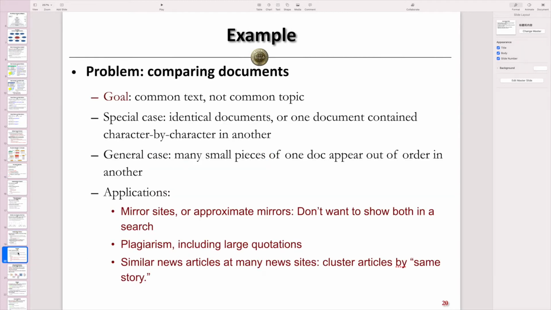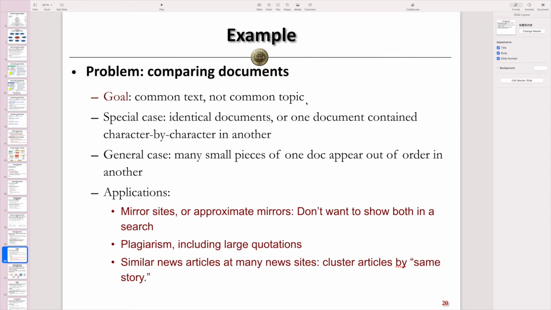Before we introduce the methods, we provide an example here. Let's say we want to define a problem for comparing documents. In other words, the target is to find documents containing common text, not a common topic. Of course, we may have some special cases. For example, we can have documents that contain identical contents, or one document contained character by character in another. Here we will focus on studying the general cases.